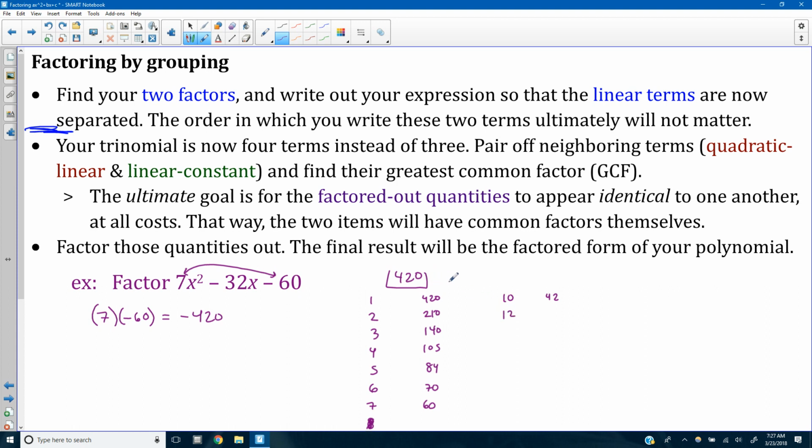12 and 35. 13, 14. If 140 was here, then 14 and 30. Now, how long should I go? I'm going to keep going until I reach these two numbers as being the same, or until one number goes larger than the other, if that makes sense.